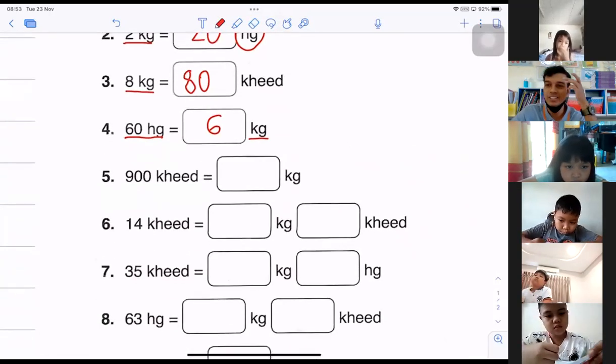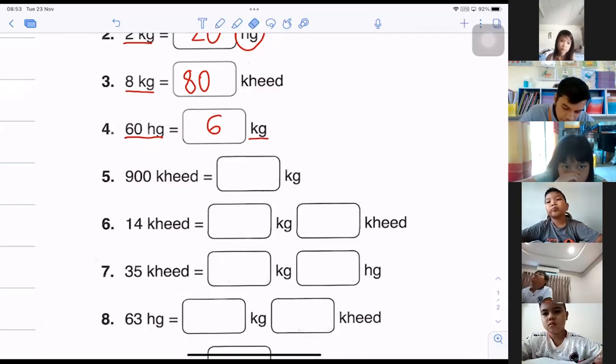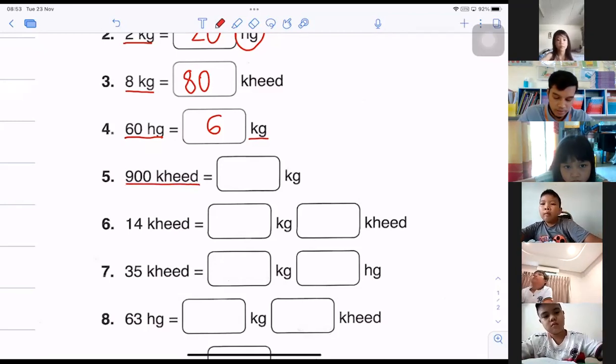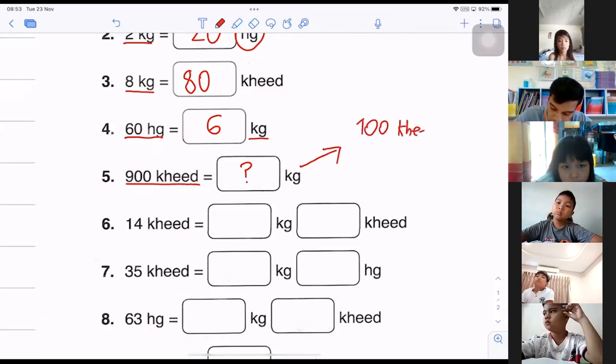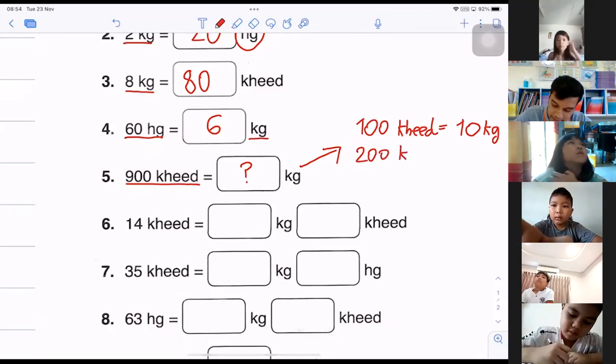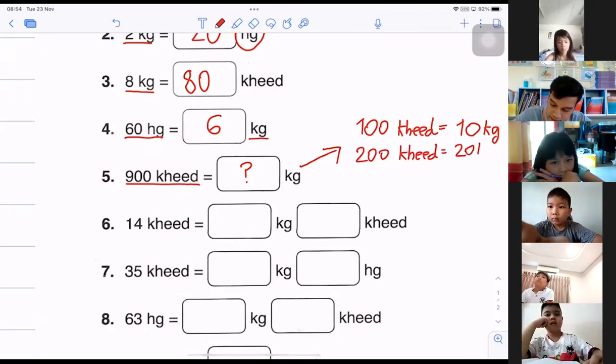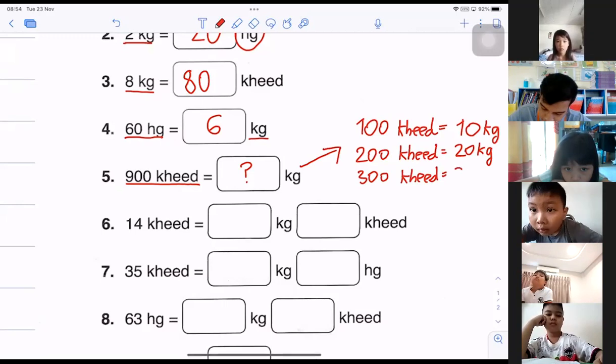Number five. Okay, students, number five is difficult, so I will help you. 900 hg is equal to how many kilograms? Let me show you. 100 hg is equal to 10 kilograms, okay? 200 hg is equal to 20 kg. 300 hg is equal to how many kg, students? 30. Okay, 30.